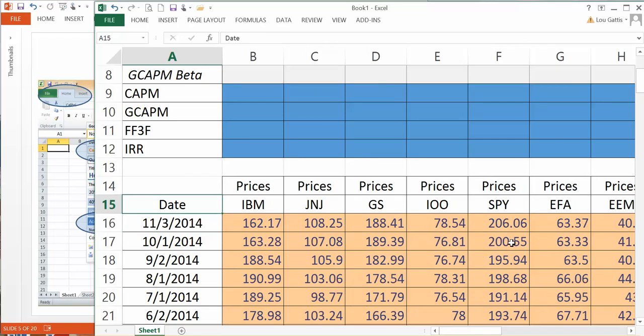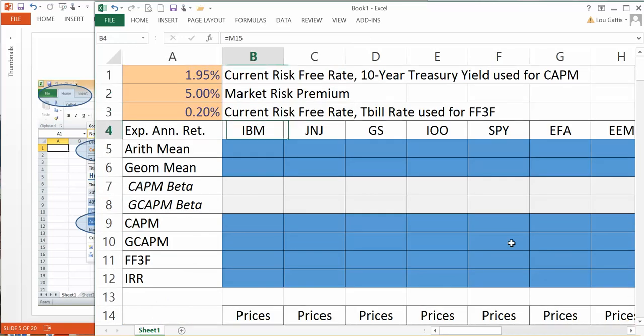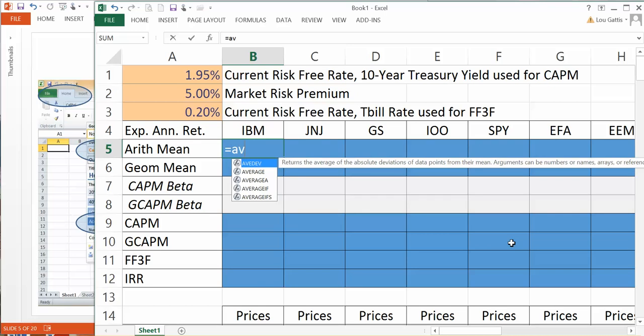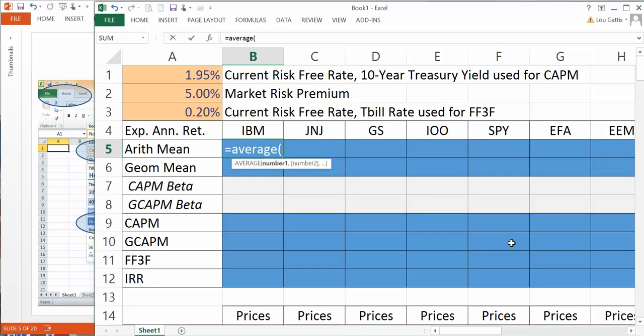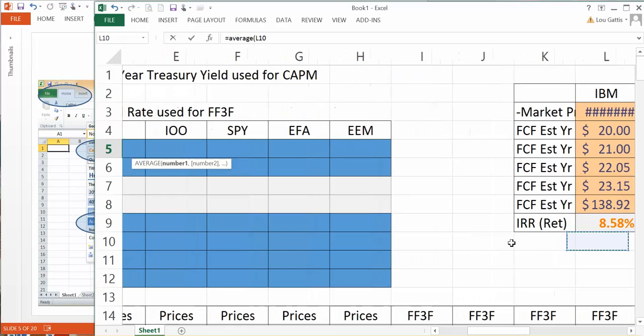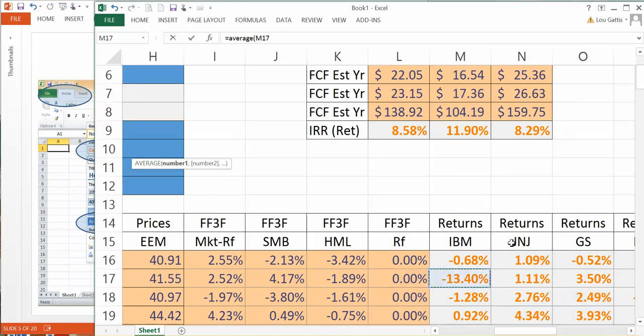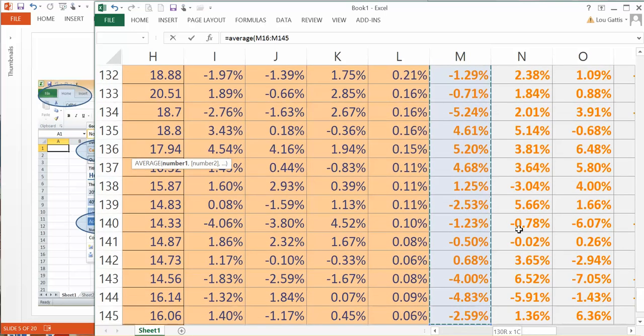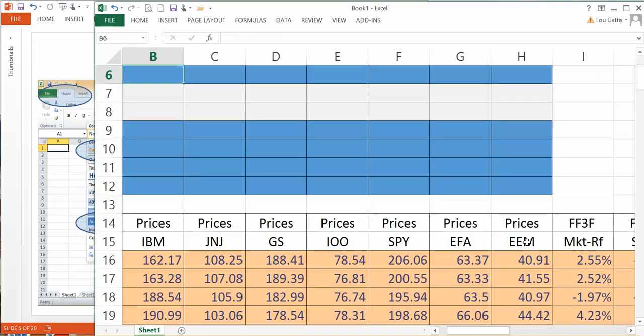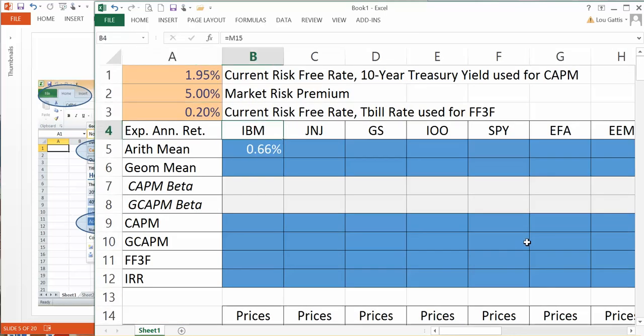So I can come back up here and let's calculate the average arithmetic return and annualize it. So I'll just take the average of the IBM returns. I'll just click on the first one and then I'll hold down Shift, hit my N button and down and go to the bottom of the series. Close my paren, and there's the monthly return.